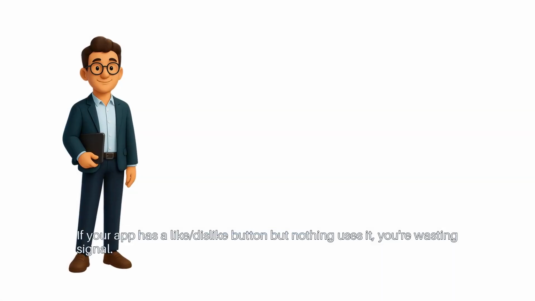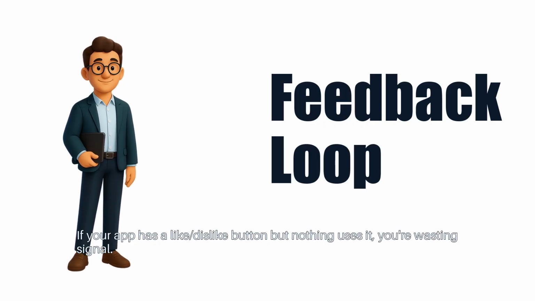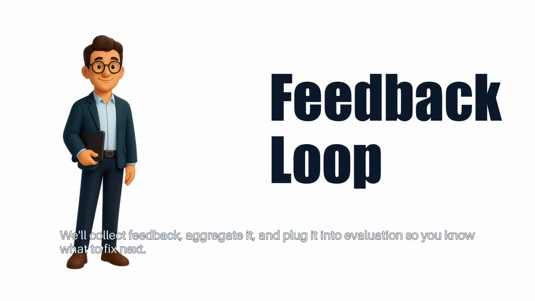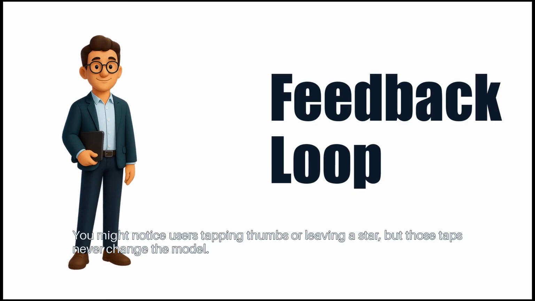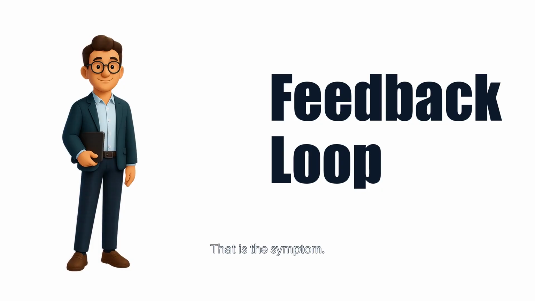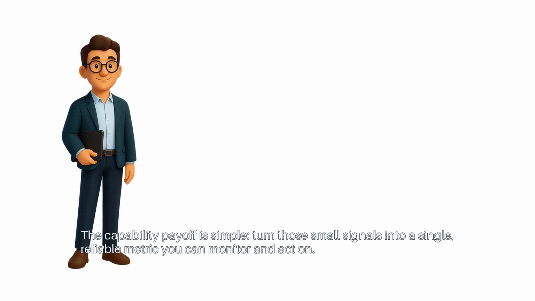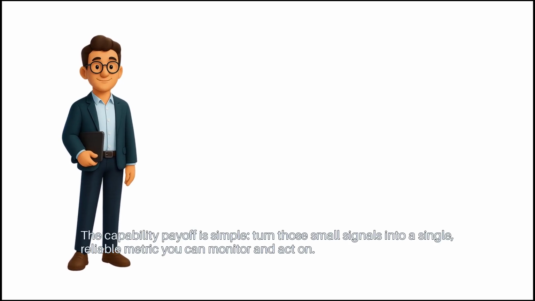If your app has a like-dislike button but nothing uses it, you're wasting signal. We'll collect feedback, aggregate it, and plug it into evaluation so you know what to fix next. You might notice users tapping thumbs or leaving a star, but those taps never change the model. That is the symptom. The capability payoff is simple. Turn those small signals into a single, reliable metric you can monitor and act on.